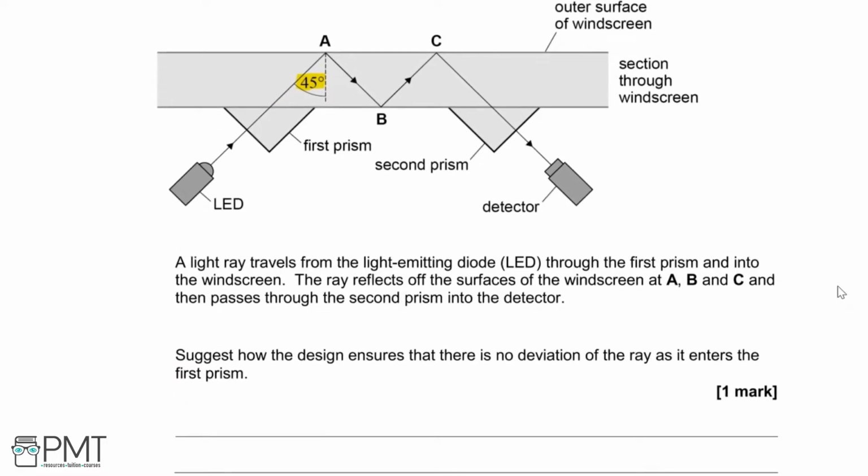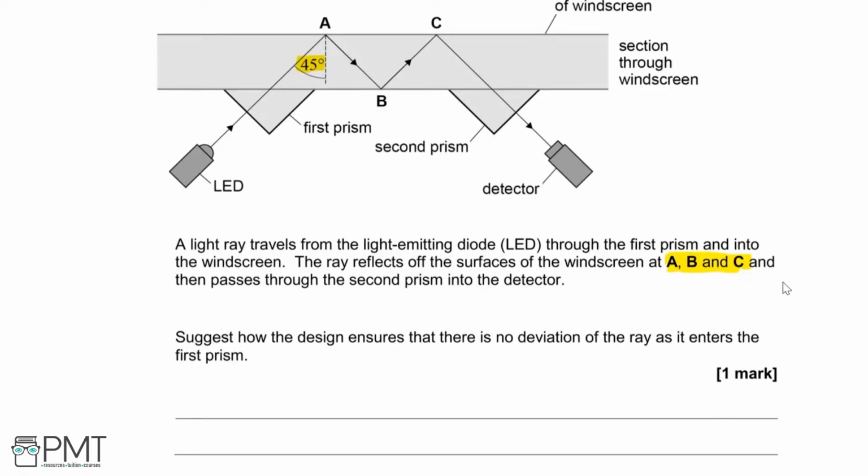A light ray travels from the light-emitting diode, the LED, through the first prism and into the windscreen. The ray reflects off the surfaces of the windscreen at A, B, and C, and then passes through the second prism into the detector. Suggest how the design ensures that there is no deviation of the ray as it enters the first prism. Now, what you'll notice with this diagram is that as the light comes in from the LED, it's entering at a normal to the surface, and that's the only angle of entry of that light at which there is no distortion, there's no bending.